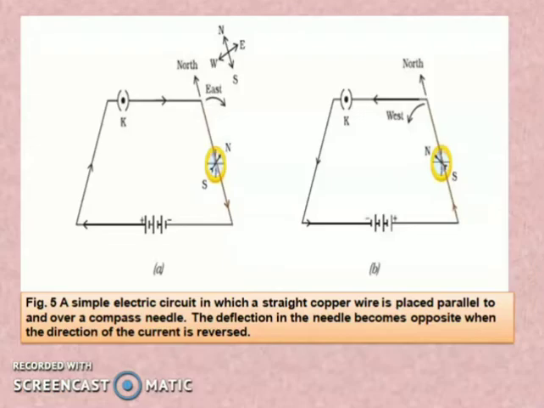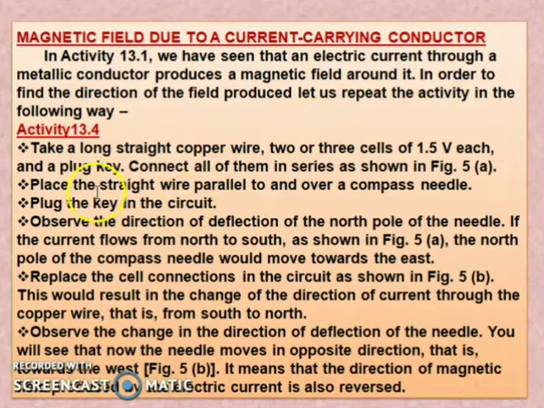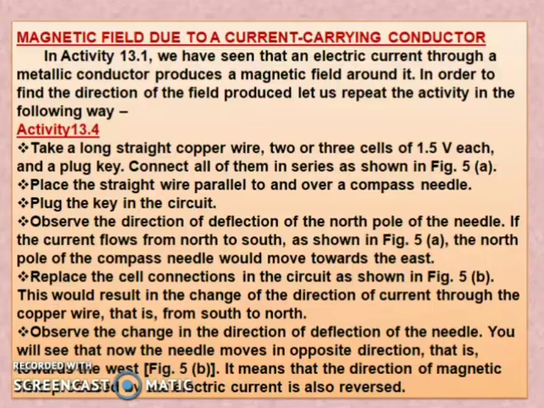You can see this in figure A. Here we are taking one copper wire, and it is connected with a key as well as a battery in series. Now place the straight wire parallel to and over a compass needle and plug the key in the circuit. Observe the direction of deflection of the north pole of the needle. If the current flows from north to south, as shown in figure A, the north pole of the compass needle would move towards the east.